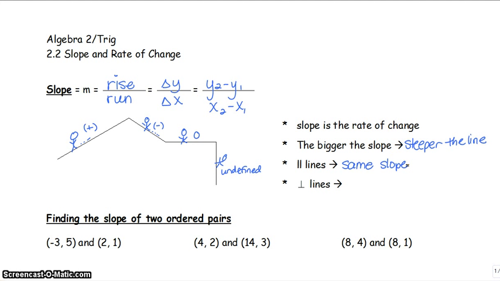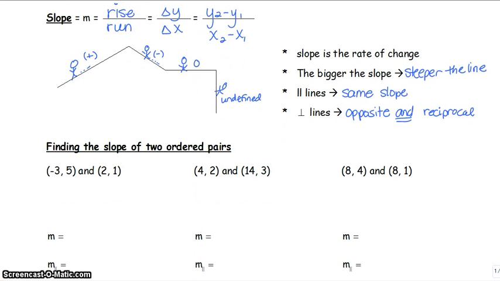And perpendicular lines, there's two things that must happen. If you only do one of them, they're not perpendicular. You need them to be the opposite. So one has to be positive, one has to be negative, and reciprocal. So you've got to flip your fraction around.